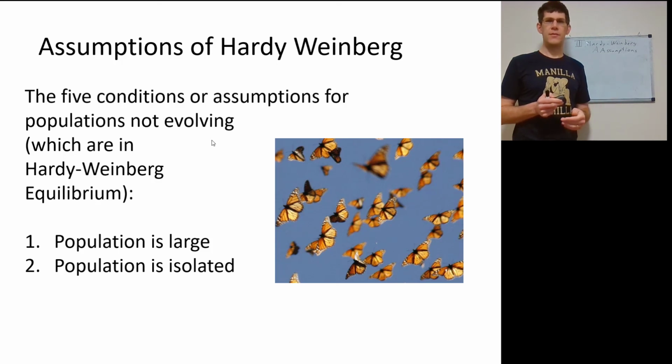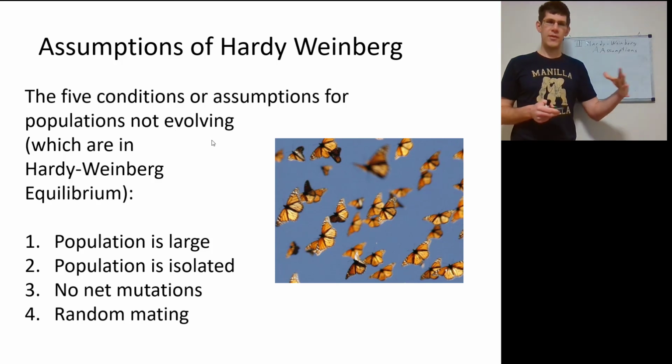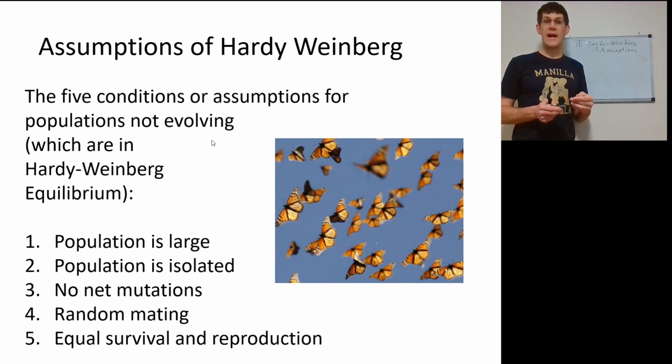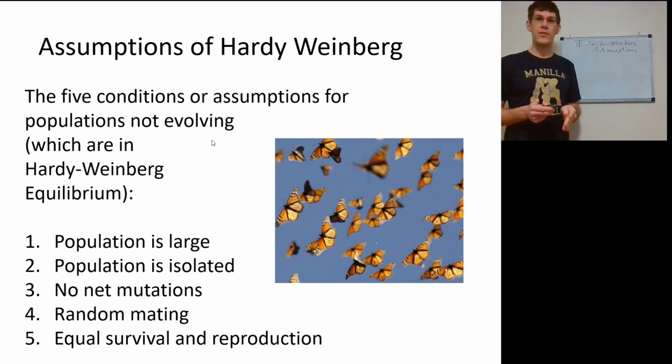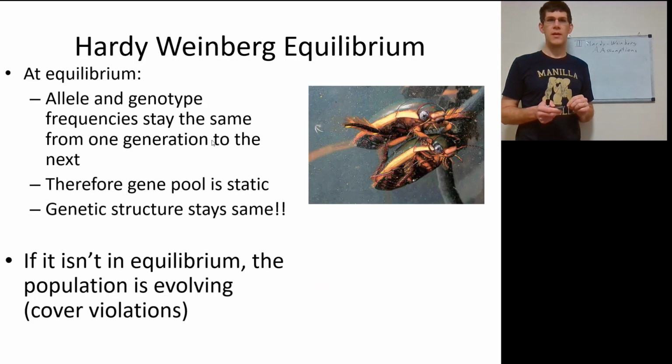Population is isolated. So there's no migration, no imports or exports of new alleles. There are no net mutations. So there are no new alleles coming in via mutation. Random mating. There isn't some sort of selection where all of these work together. And of course, no natural selection. Equal survival and reproduction. We're going to be spending the next few weeks covering these 5 assumptions because these 5 assumptions, when violated, cause evolution.